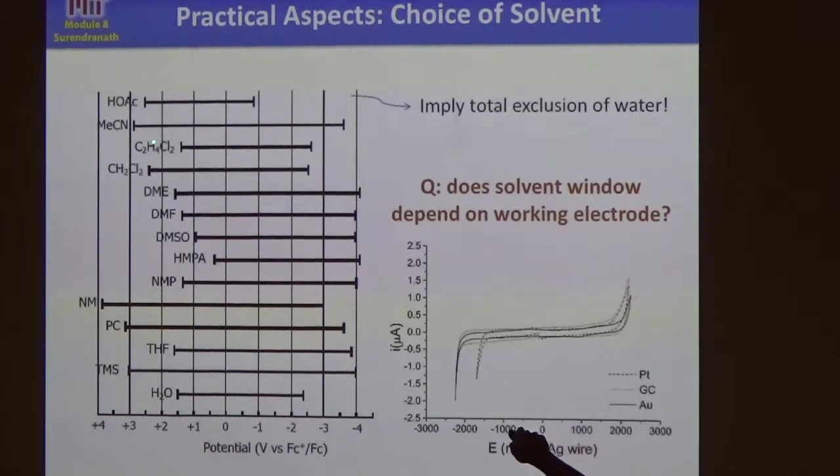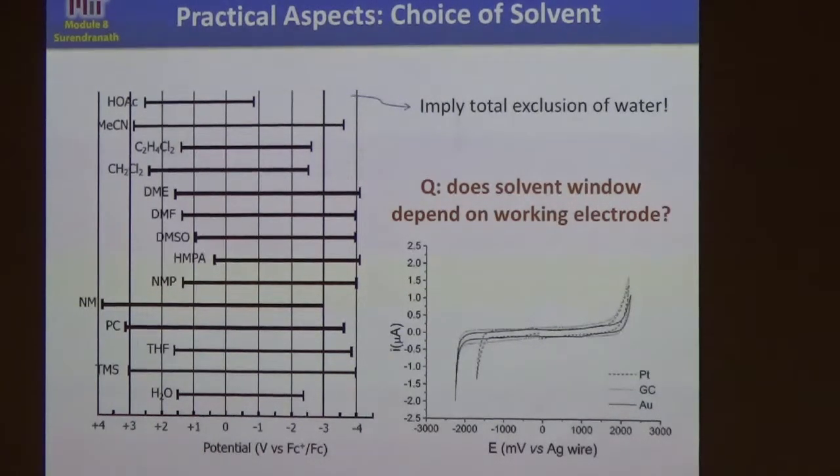For example, acetonitrile has a solvent window that's pretty large, again for very pure acetonitrile, on the order of around 5 volts or so. Something like dichloromethane has a smaller solvent window. And of course you can see that different solvents, so dimethyl ether, dimethylformamide, DMSO, have different solvent windows not only in terms of their width, but also in terms of where they are. And this is essentially telling you how easy it is to oxidize or reduce this solvent molecule.